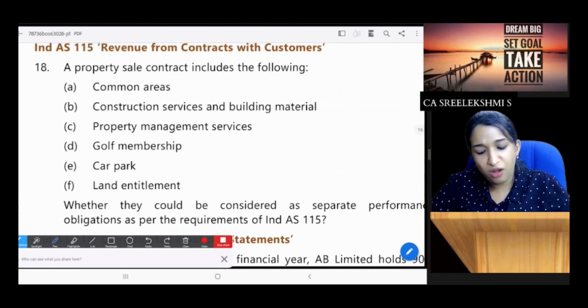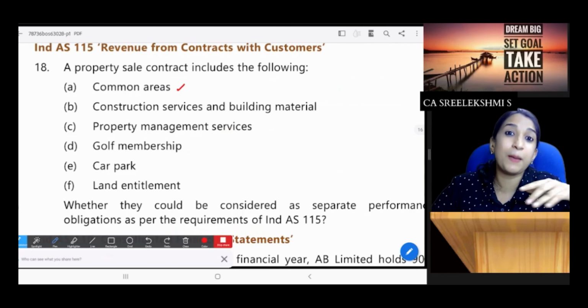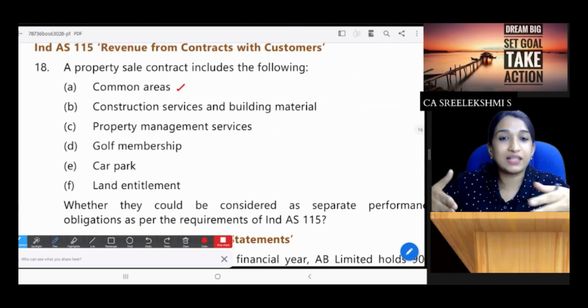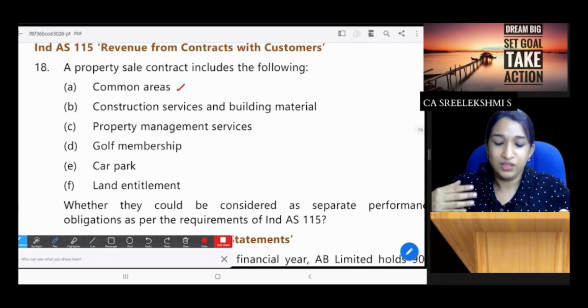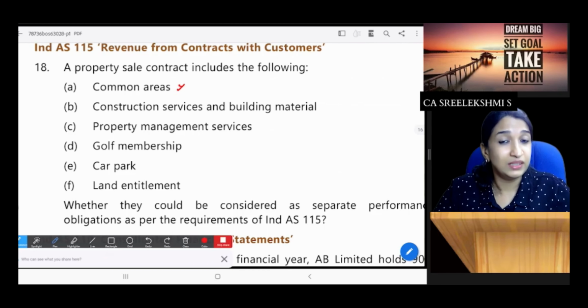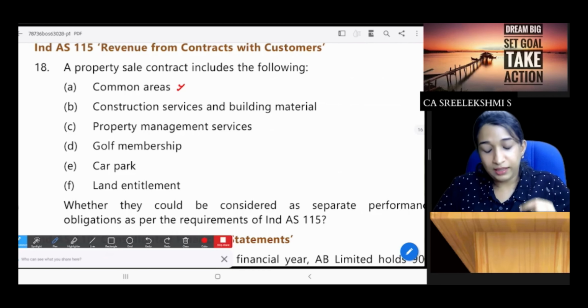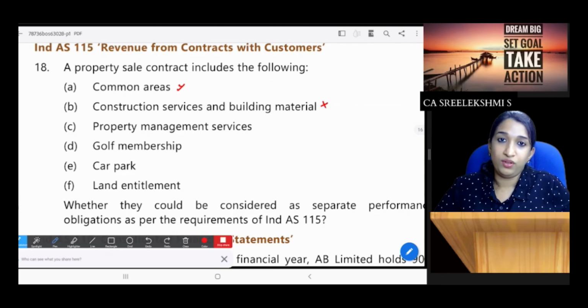But when I check the common area, how can it be a separate PO? Does the customer get a separate benefit? To access the building, I have to use that common area. So definitely it is not a separate PO. Then construction service and building material: no, that is what I'm acquiring.